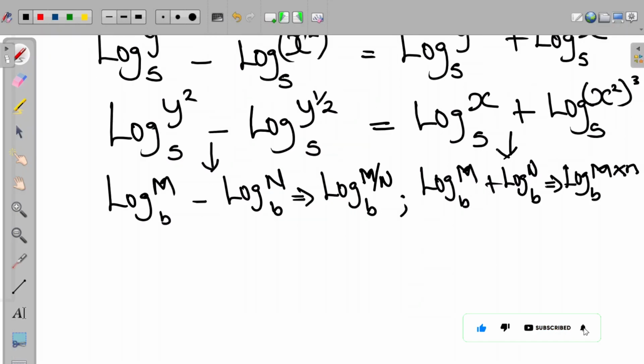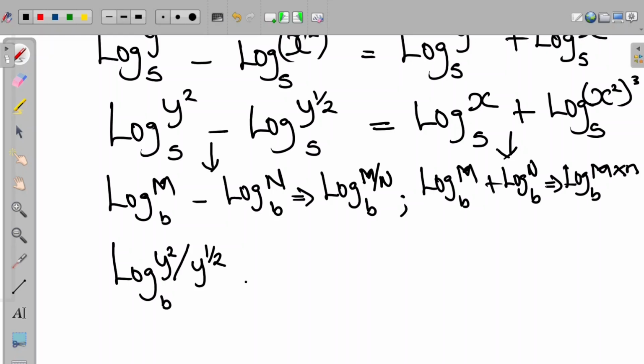So we apply this law in our right hand side and apply this other law in our left hand side. So the equation now reduces to log y squared divided by y raised to the power of 1 divided by 2, in base 5, equal to log x multiplied by x squared all raised to the power of 3.